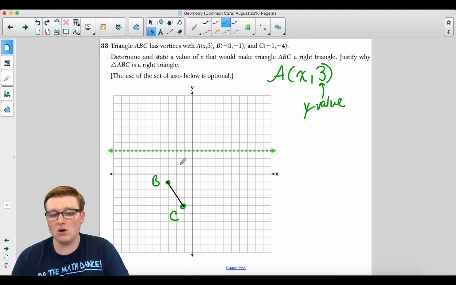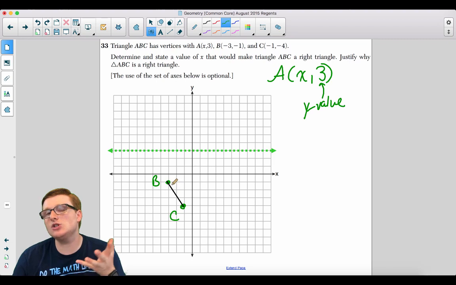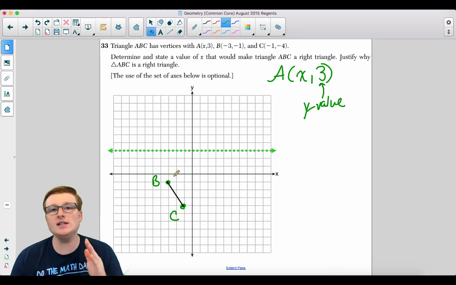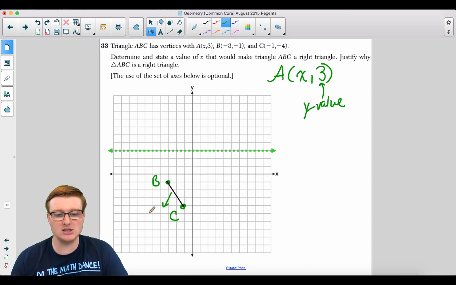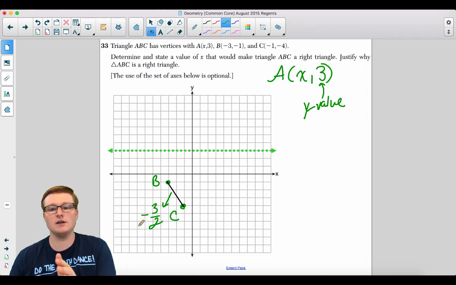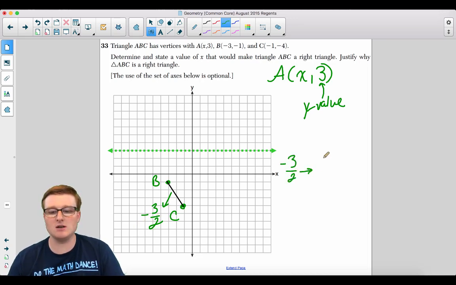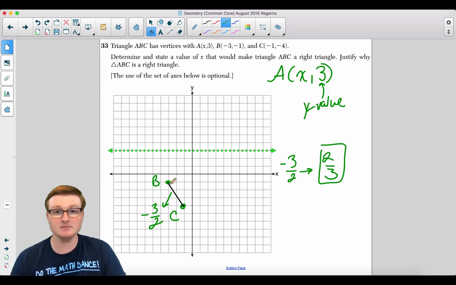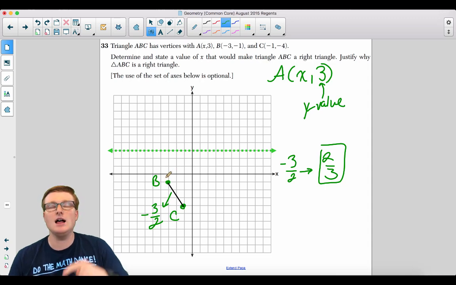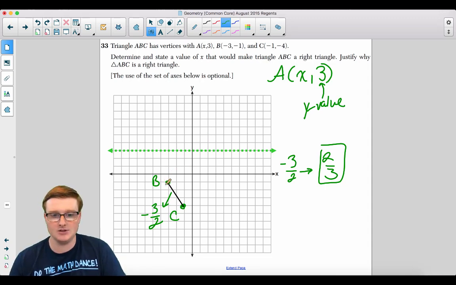So the slope of BC, okay, in order to make a right triangle, you need to have perpendicular lines. And perpendicular lines have negative reciprocal slopes. So the slope of BC is down 3 to the right 2. Your slope of AB has to be the negative reciprocal of -3/2, which is equal to 2/3. So starting from point B, I'm going to go up 2 and to the right 3 until I reach the green line. So go up 2 to the right 3, up 2 to the right 3.